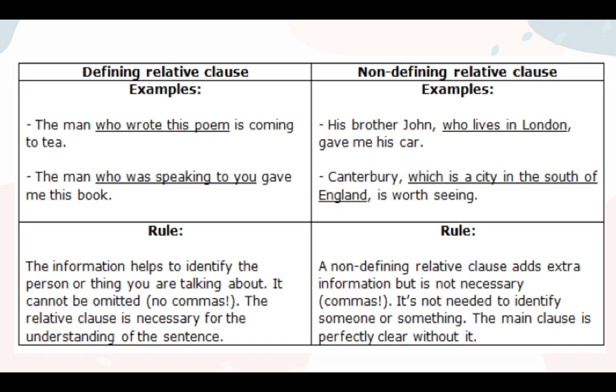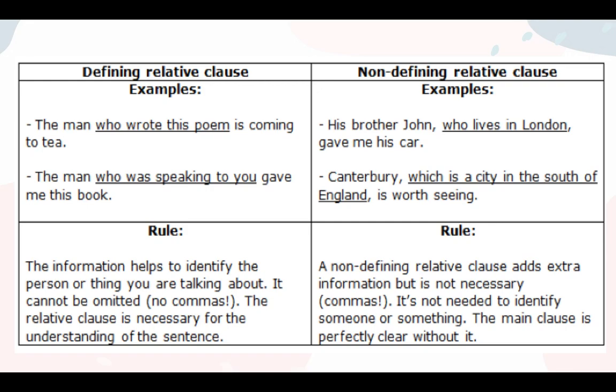In your iBook, you can find this scheme on page 22, and it's a very good summary of everything you need to know about the difference between defining and non-defining relative clauses. However, one more thing, let's have a look at the non-defining relative clauses at the examples.